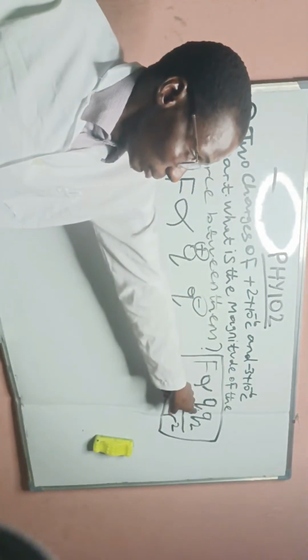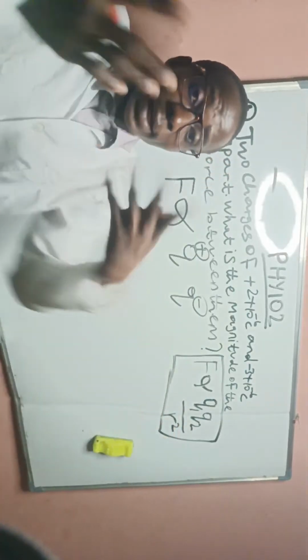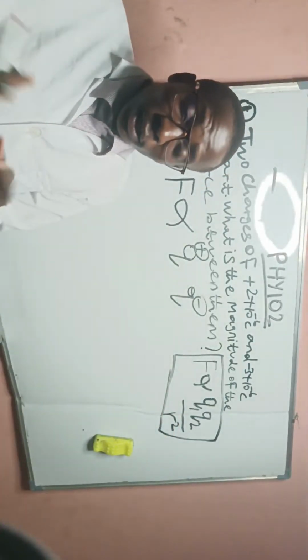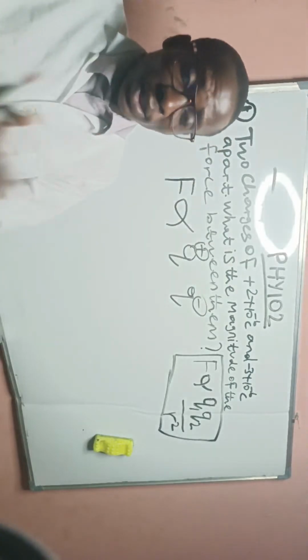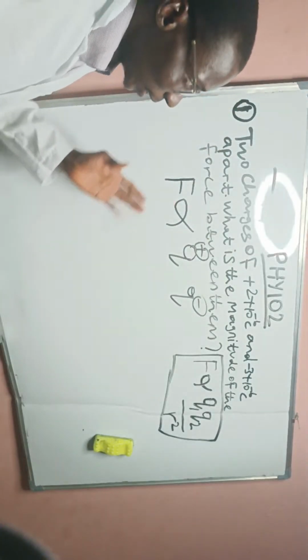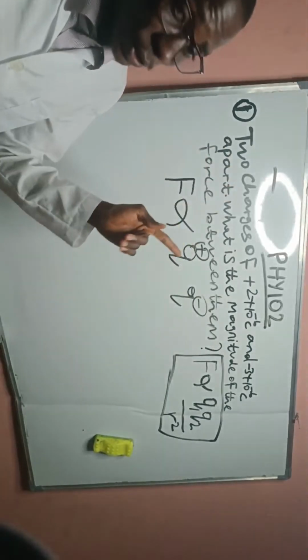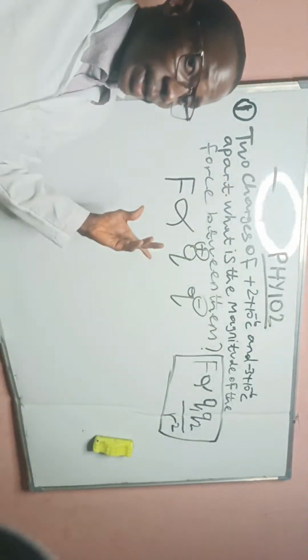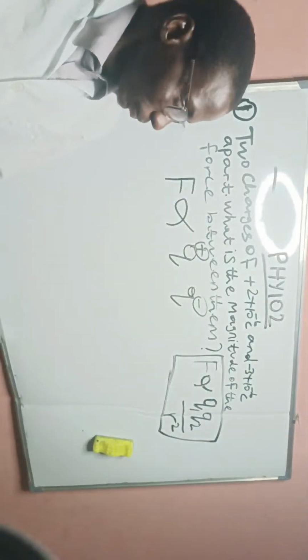I'm using Q1 and Q2. You can use anything. Sometimes they might use X. It depends on the nature of your question. So please pay attention, because after this, I have more questions to solve under Coulomb's law, which I will not have time to explain again. I will just be solving.